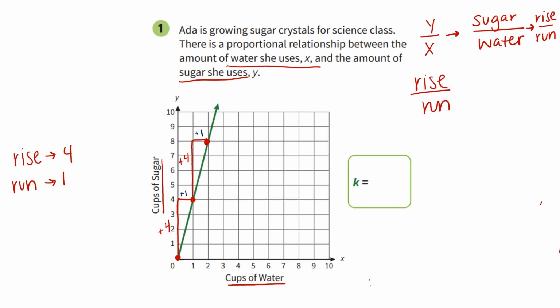So we take our positive 4 and our positive 1, and then we divide our fraction just as we did with all of our proportional relationships so far. 4 divided by 1 is 4. So K is equal to 4, and we can write the equation Y equals KX as Y equals 4X.